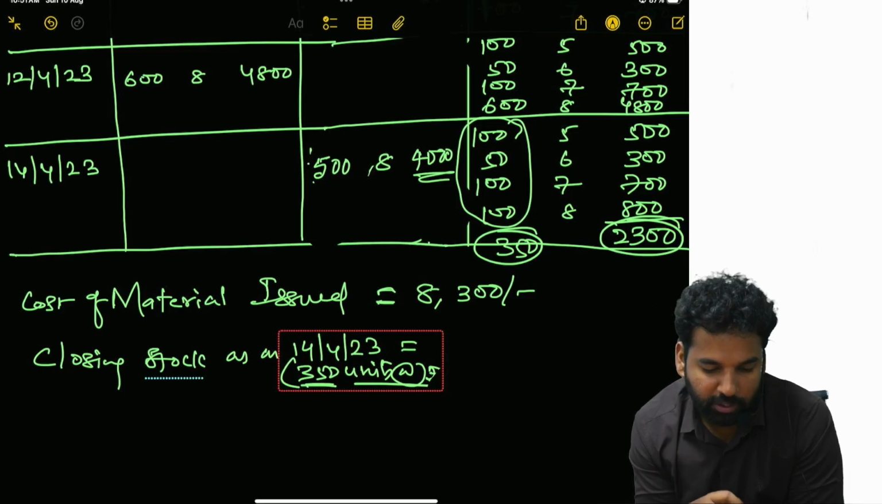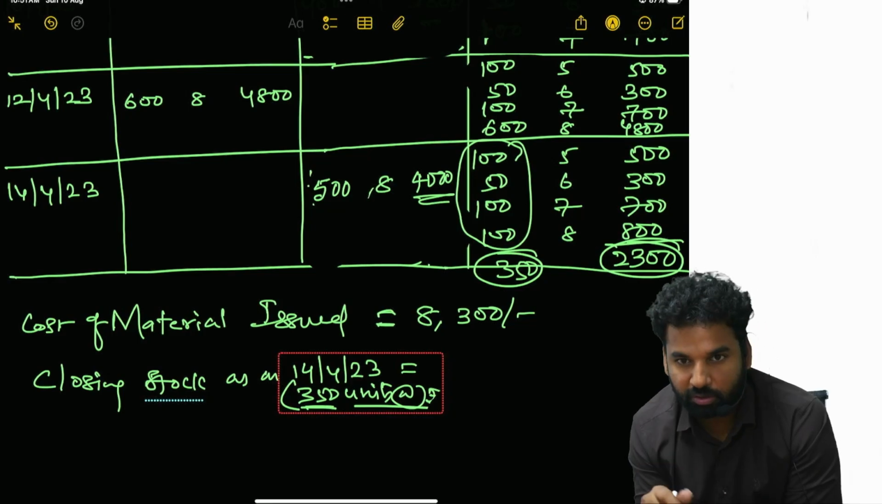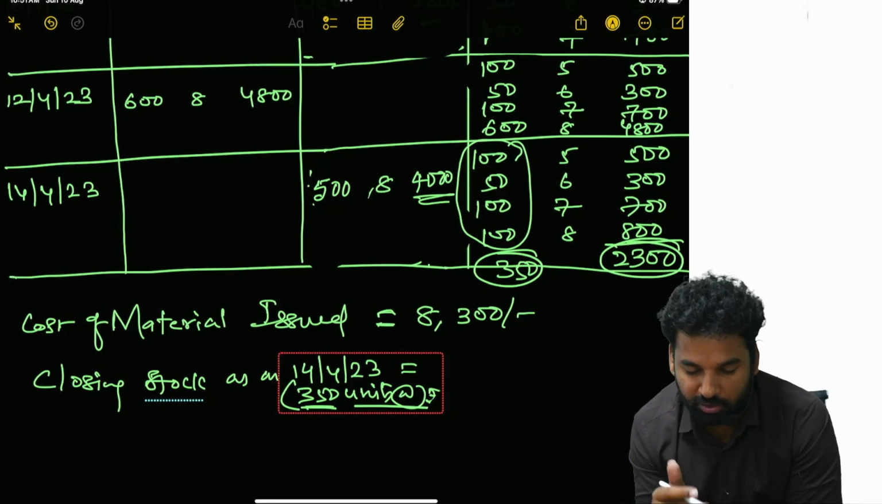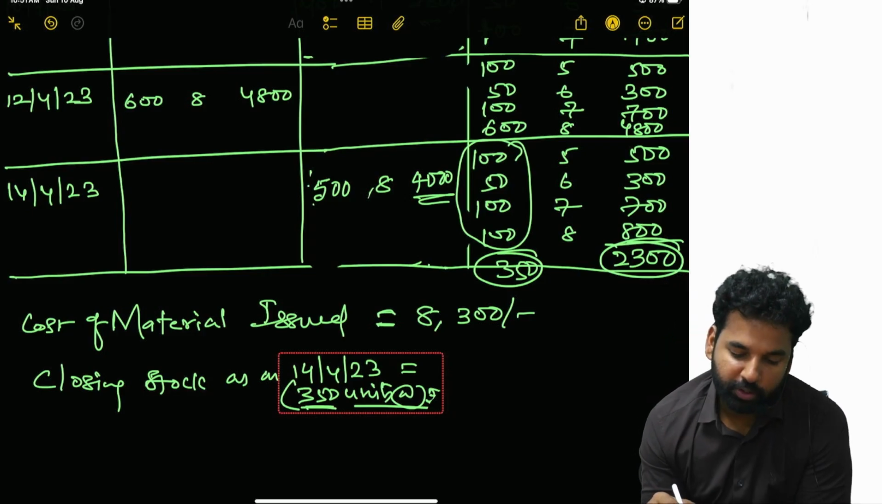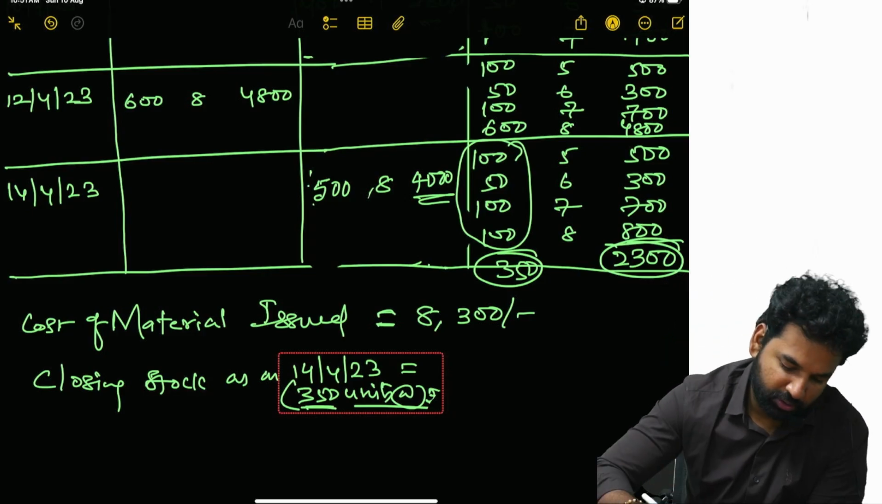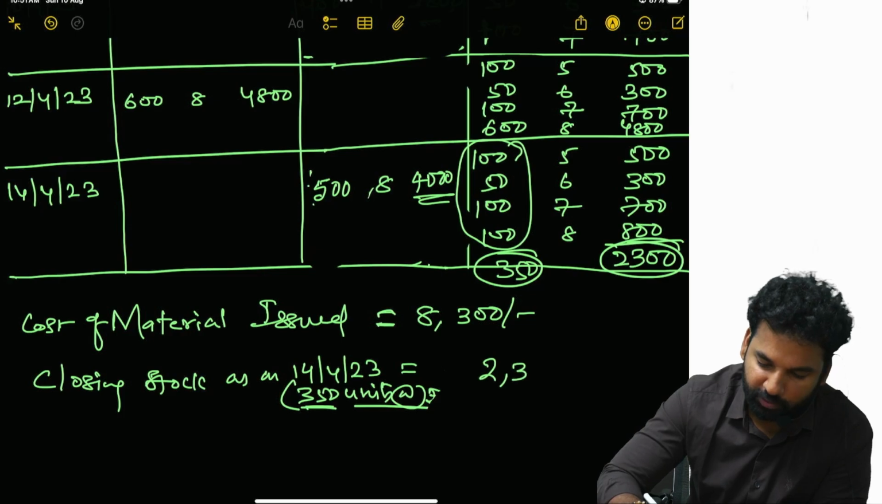If you see, 100 units are opening stock on 1/4/2023, and now also it is opening stock. That means there is a higher chance that those materials will become obsolete, coming under non-moving. Okay, right. So closing stock is 2300.